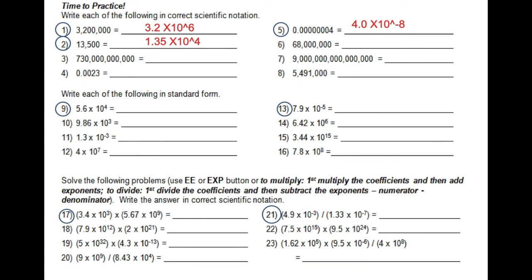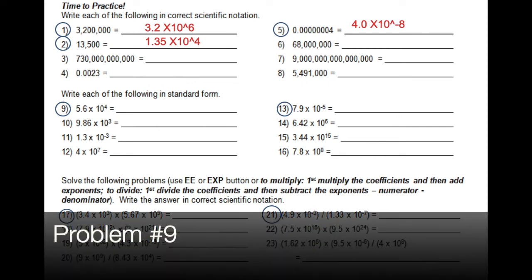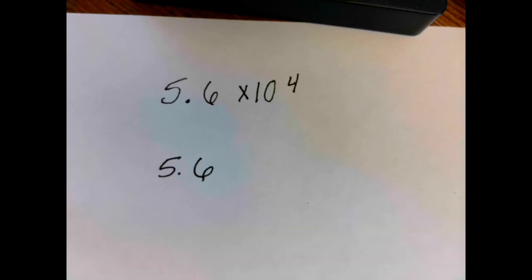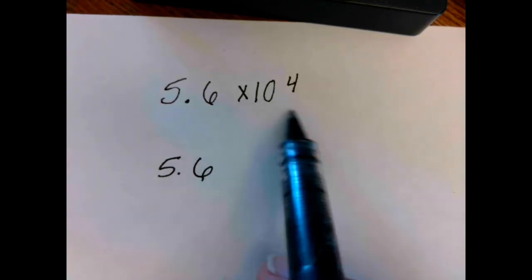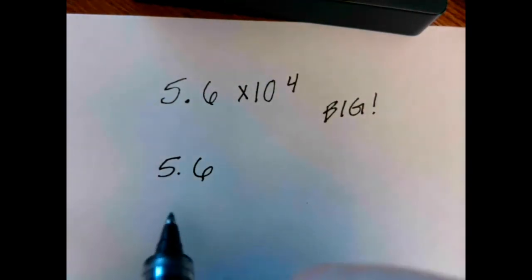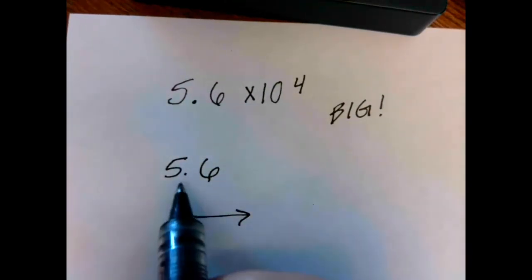So you're going to practice the rest of those in that section. But I also want to give you an example. How do you go from scientific notation to a number? So looking at number 9, you have 5.6 times 10 to the 4. Since it's 10 to the 4, it's going to be a big number since it's positive. So we're going to move the decimal place over to the right to make our number bigger.